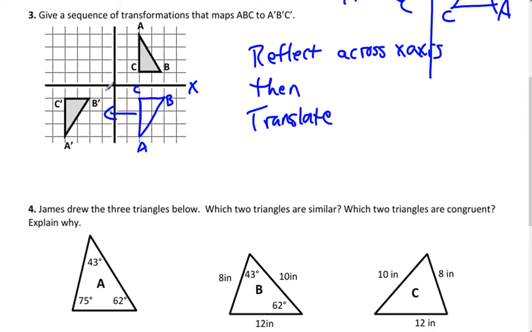So we're translating it to the left. How many places? Well, take one point. I'm taking point C here. And you're going to move it until you get to point C over here. 1, 2, 3, 4, 5, 6 places.